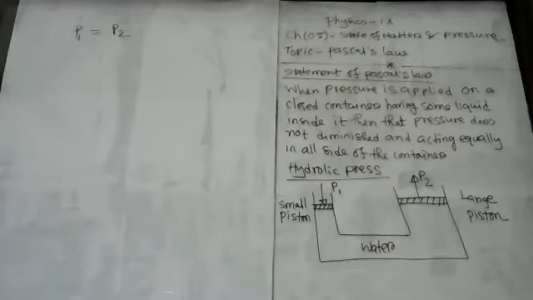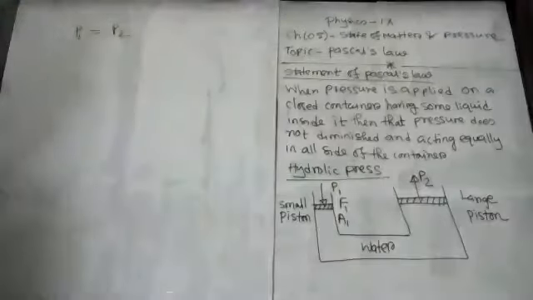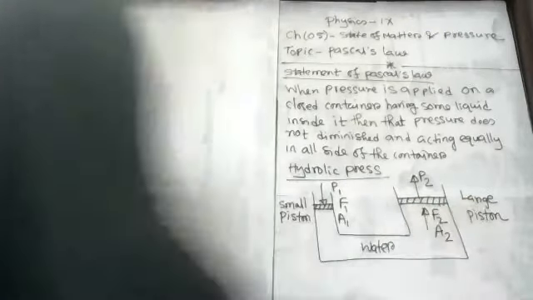Now, my dear student, suppose in the case of the small piston, the applied force is F1 and the area of cross section is A1. I repeat, at the small piston end, the applied force is F1 and the area of cross section is A1. Again, the force acting at the large piston is F2, and the area in this case is A2.